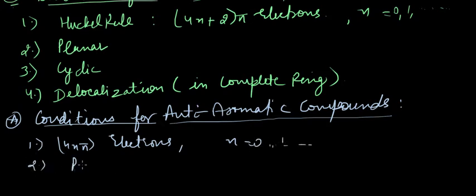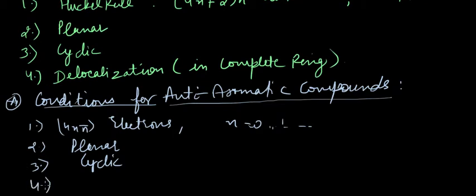Second rule is it should be planar. Third rule is it should be cyclic. Fourth rule is it should have delocalization of pi electrons across all carbons, across its compound.